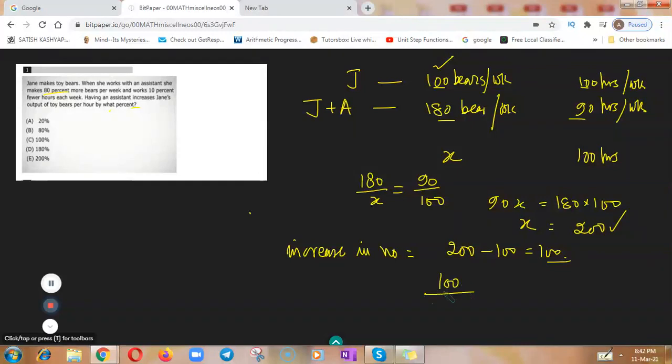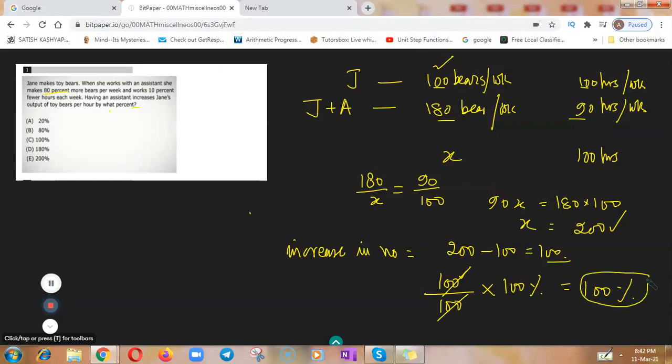The number of beers produced increases by 100. The total number of beers produced earlier was 100, and we have to calculate percent, so this is 100%. So cancelling, we get the answer 100%.